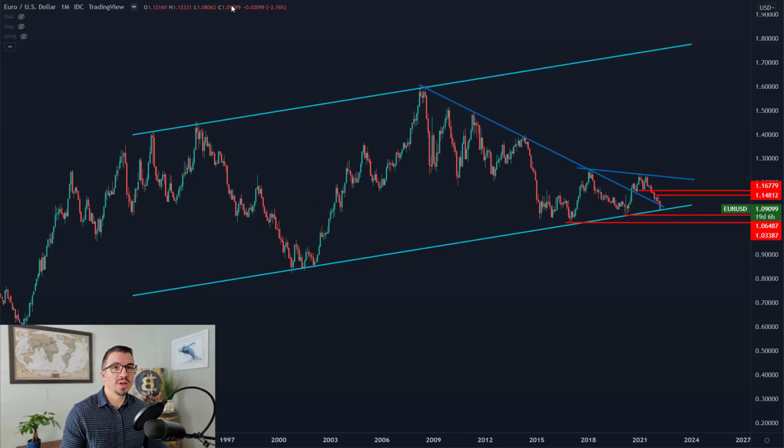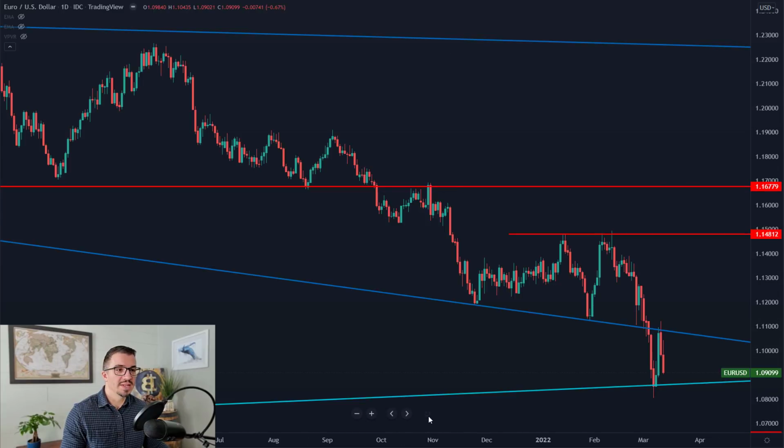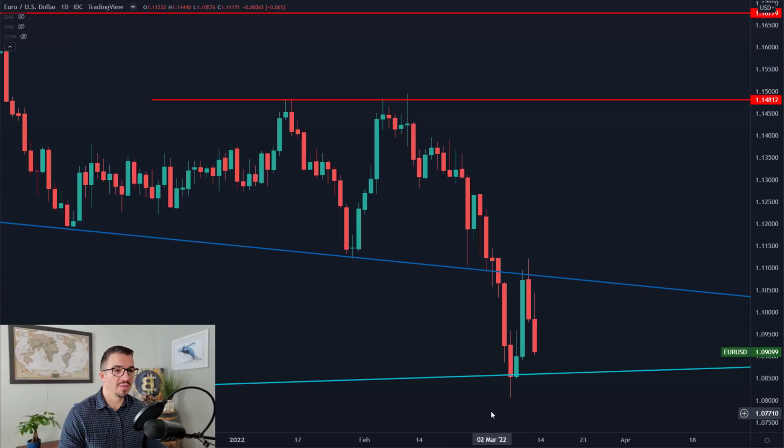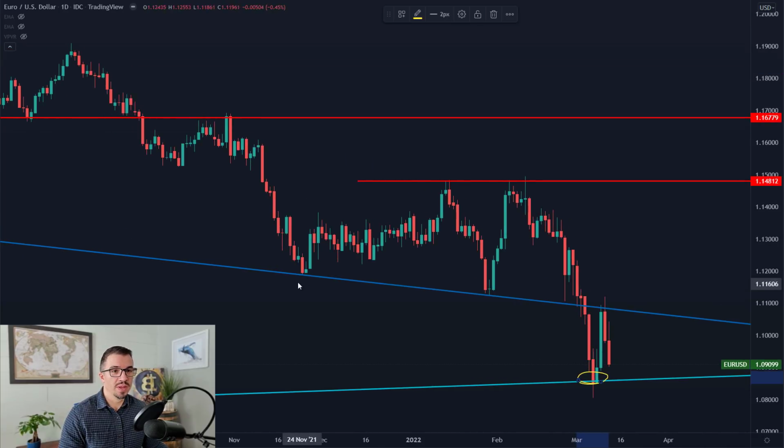However, if we look at the daily time frame, this is very much a story of the euro being trapped between immediate support and resistance. Last week, one thing I was looking for was a potential move off of this low down here, and a close back above 110.80.